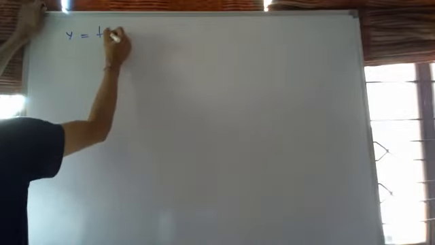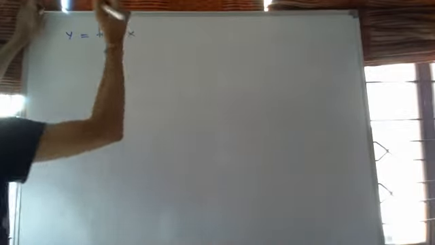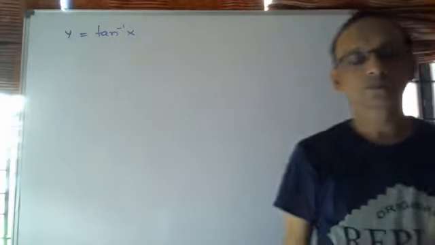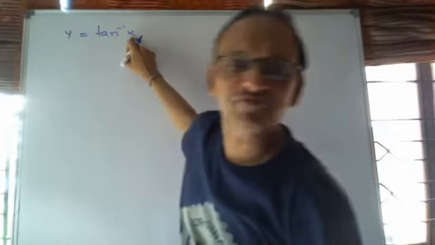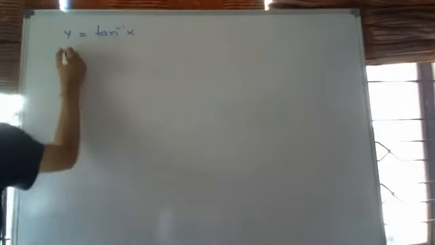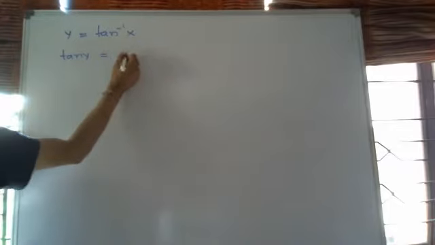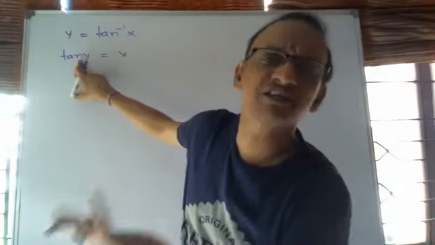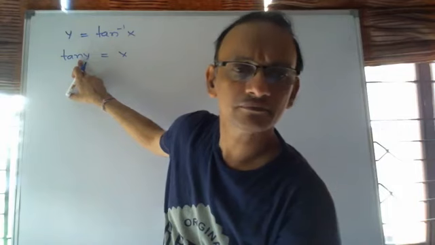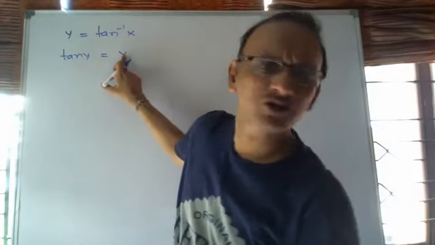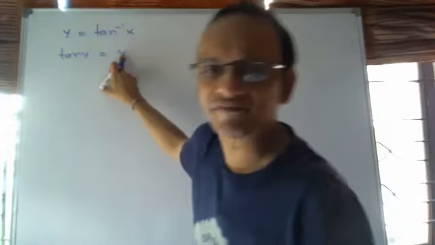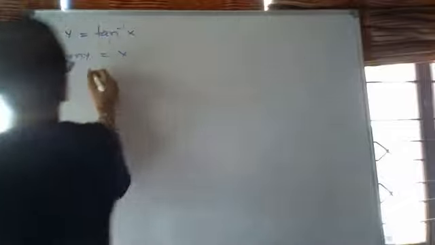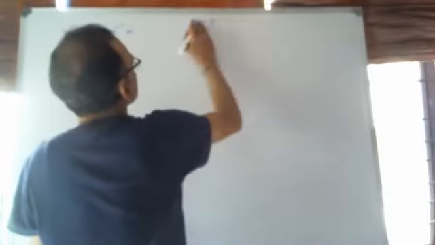Y equal to tan inverse x. One thing: tan inverse is defined for all real x. Here y is tan inverse x, so x is tan y. Tan y assumes all values from -infinity to +infinity. That means x will assume all possible values from -infinity to +infinity. So x is any real number. This is the domain.